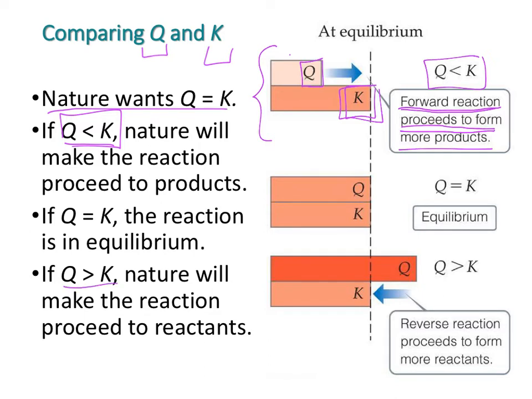When Q is greater than K, nature will make the reaction proceed to the reactants. So here you have Q greater than K, meaning you have a lot of products, too much. So you will move the reaction that way to make that number be lower, and then it'll match K. And obviously when Q equals K, the reaction is at equilibrium, and this is overall what nature wants, so that's why these changes occur. And overall, this is the idea of Le Chatelier's principle.